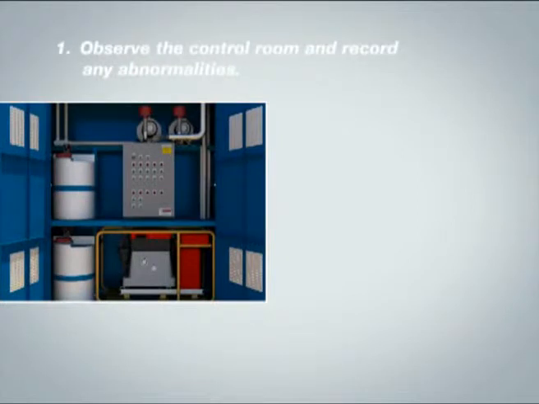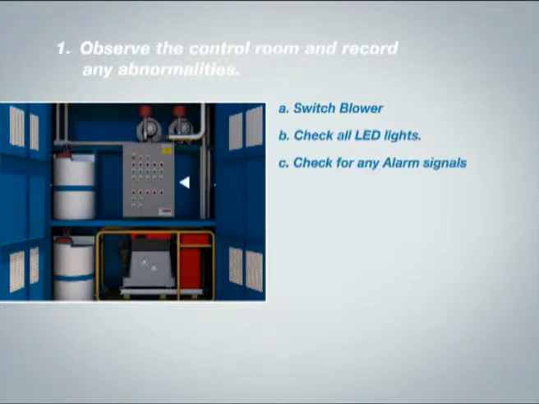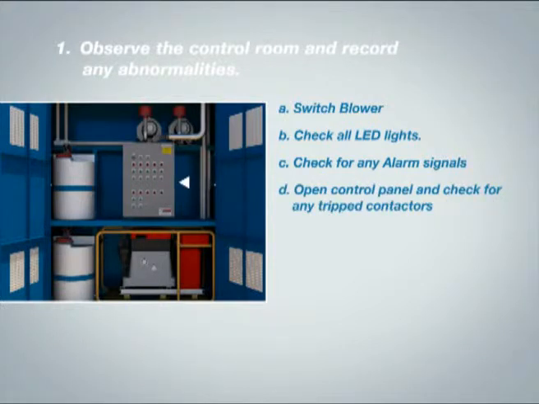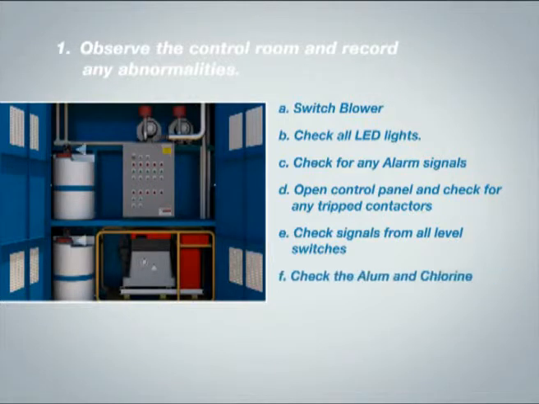1. Observe the control room and record any abnormalities. A. Switch to alter the blower in operation. B. Check all LED lights. C. Check for any alarm signals. D. Open control panel and check for any tripped contactors. E. Check signals from all level switches. F. Check the alum and chlorine dosing pumps and their settings.